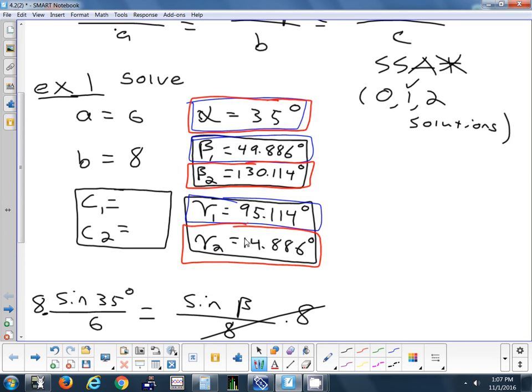Cody, what angle do you think I'm going to use to find C2? Gamma 1 or gamma 2? Yeah, gamma 2 is going to find C2. And Canessa, what angle will I use to find C1? B1, and like B1 and gamma 1. Gamma 1. Yeah. Okay, so to find C1, we use gamma 1.